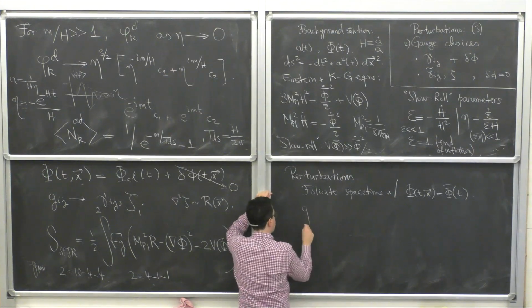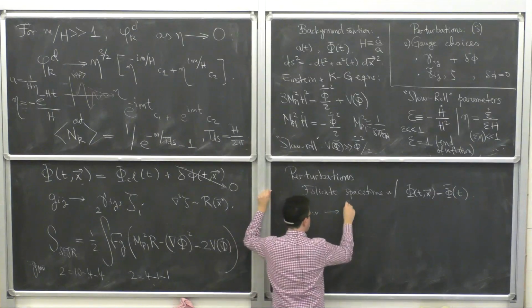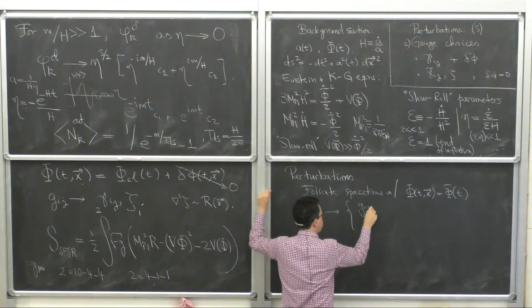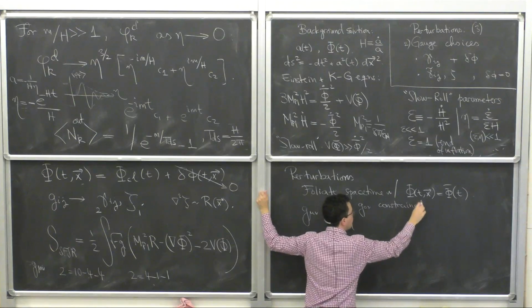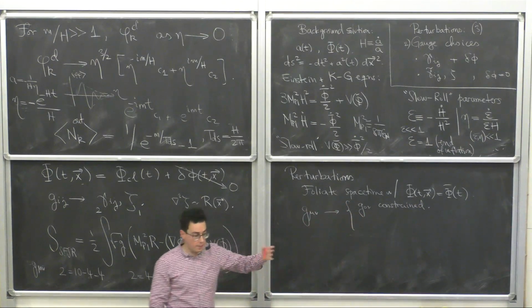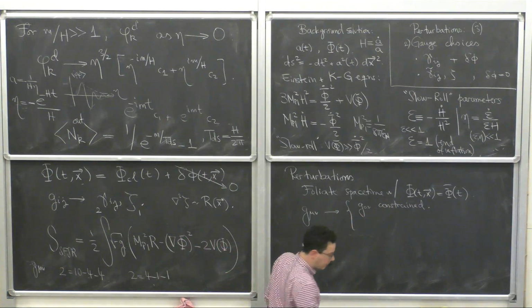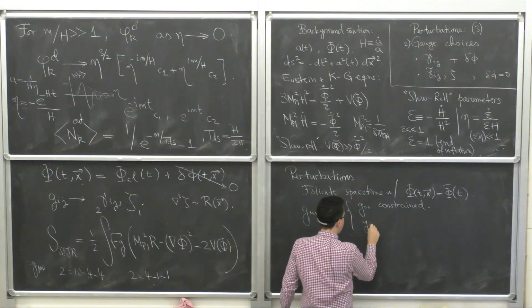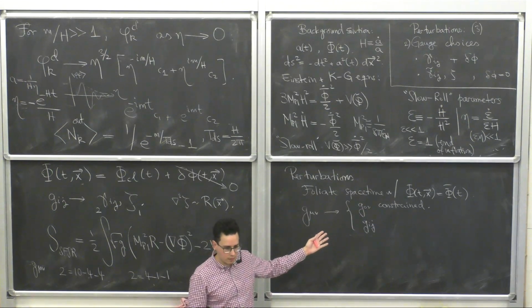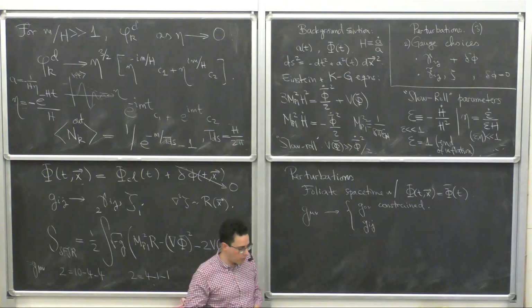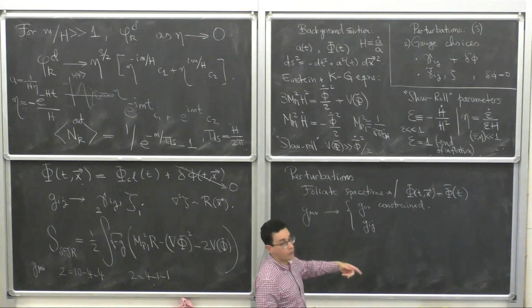So the metric is G mu nu. The zero components of the metric are constrained, so they really are not dynamical. They depend on the dynamical fields indirectly. And G_ij, now you have six entries in this 3x3 matrix, and it will carry the physical degrees of freedom.